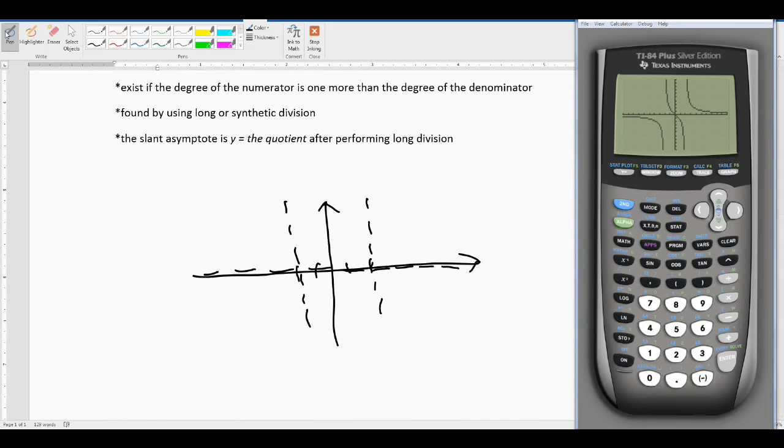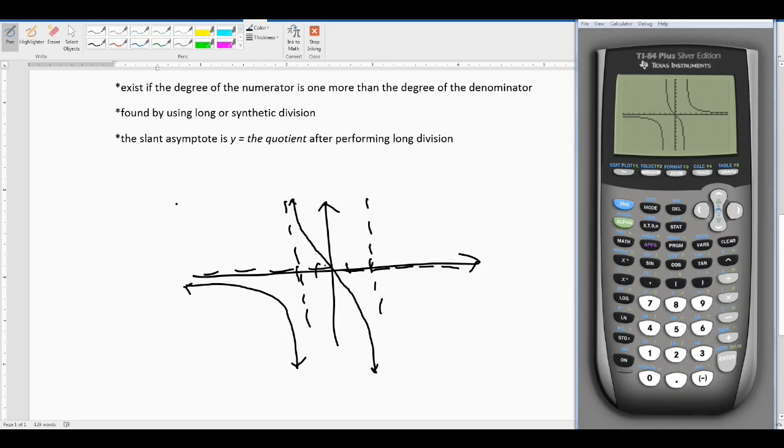This gives us some information. It shows that it's approaching here and down there, to look something like that. Then it goes through the x-axis and the y-axis at 0, 0, it looks like. But it approaches up here and down there.